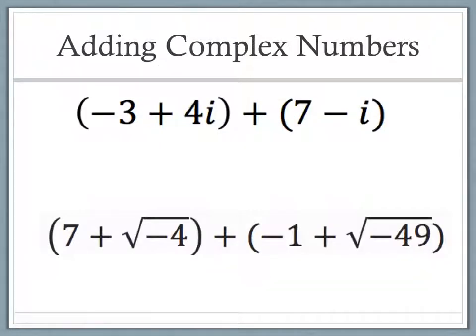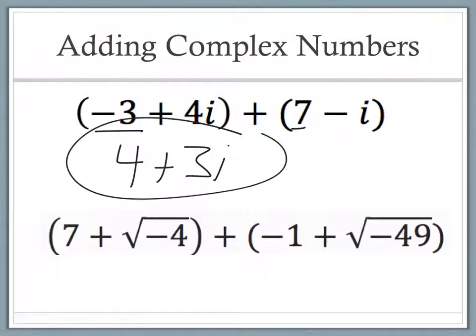Now when we're adding complex numbers, just think of it kind of like terms. Okay, so if I look, I have real numbers. I have a -3 and a 7, and I'm adding those. So -3 plus 7 is 4. Okay, and then I have 4i plus -i, so that's going to give me a 3i. That's all that is right there.